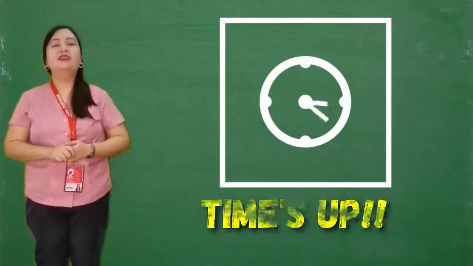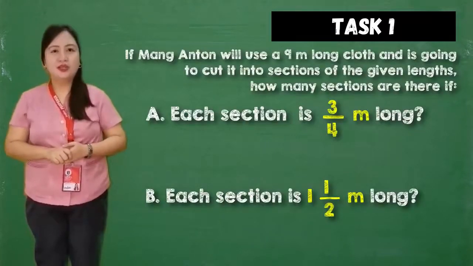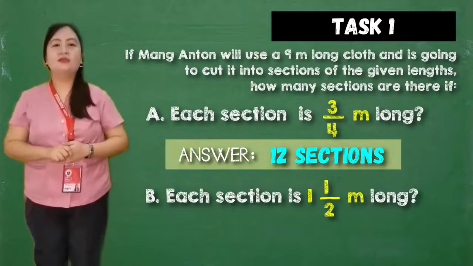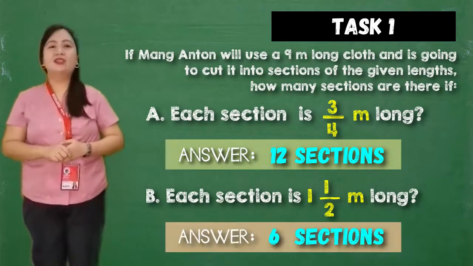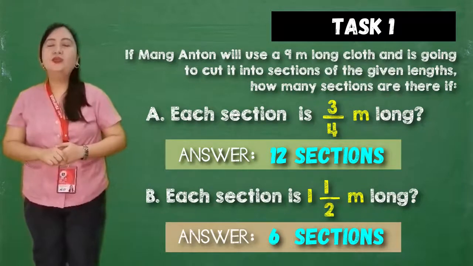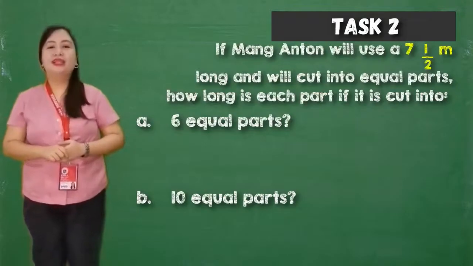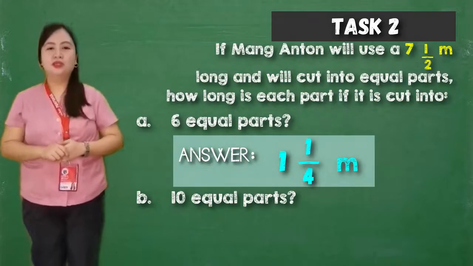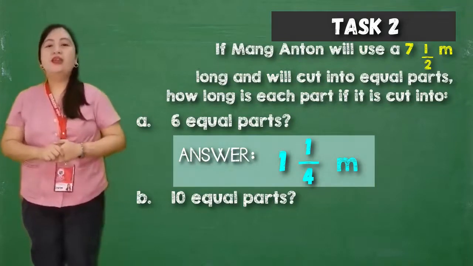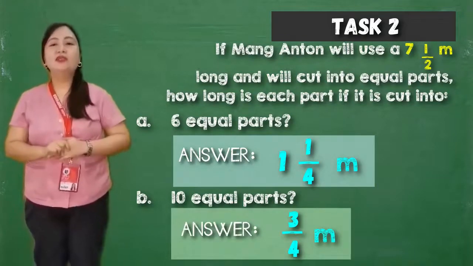In task number 1, in letter A, the answer is 12 sections. In letter B, the answer is 6 sections. Let's proceed to task number 2. In letter A, the answer is 1 1/4 meters. In letter B, the answer is 3/4 meters.